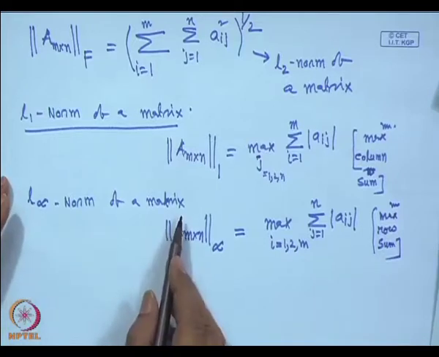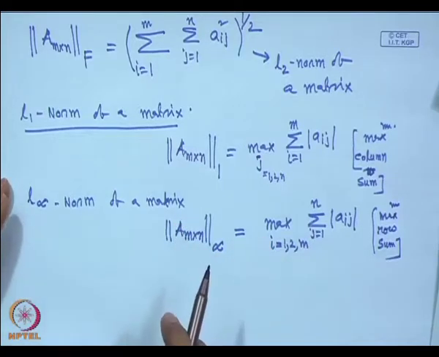This has a similarity with the L infinity norm of a vector. What does the L infinity norm of a vector say? You take the absolute value of all the elements, then pick the element with the maximum absolute value, and that is the L infinity norm of a vector. Agree? Similarly, here you take the absolute sum row-wise, and out of these, the maximum is the L infinity norm of a matrix.